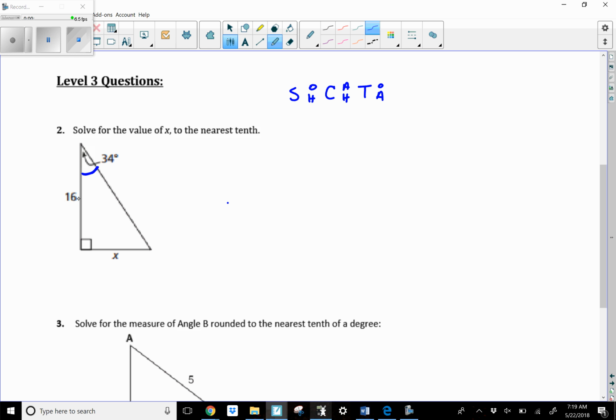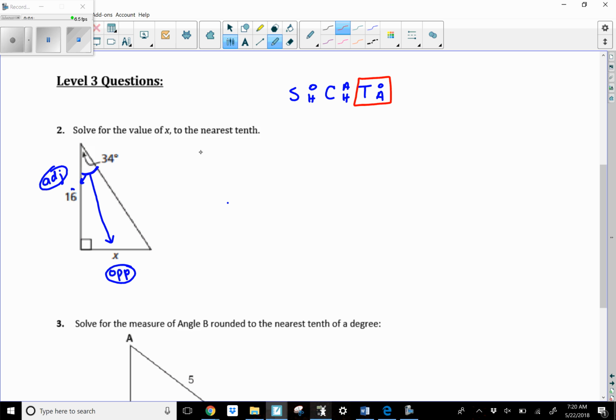Then, based on the other two sides that we're given, we're going to identify them as either opposite, adjacent, or hypotenuse. The hypotenuse looks like it's going to be over here across from the right angle, but we're not given that, so I'm not going to label that. But if I look at this side, the x, it looks like it's the farthest side away from the 34, so we're going to label this as opposite. And this 16 looks like it's directly next to the angle that we're given, so we're going to label this as the adjacent side. So the only trig ratio that uses opposite and adjacent is tangent.